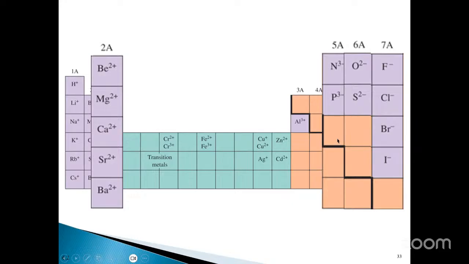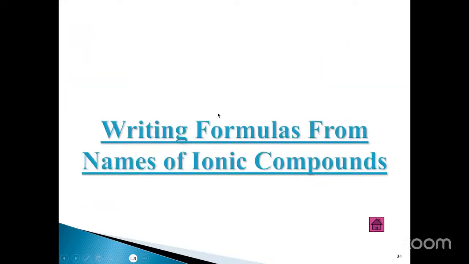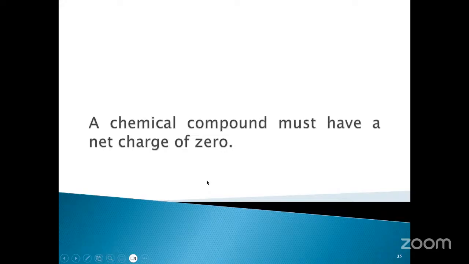Beyond those two extremes, things are a bit hazy in the middle. It's very difficult to make predictions as to what type of ions or what type of charges would be formed, all right? Okay, so let me next talk about how we write the formulas based on the names of the ionic compounds and vice versa. We're going to see how we can write the formulas based on the names and write the names based on the formulas, right?